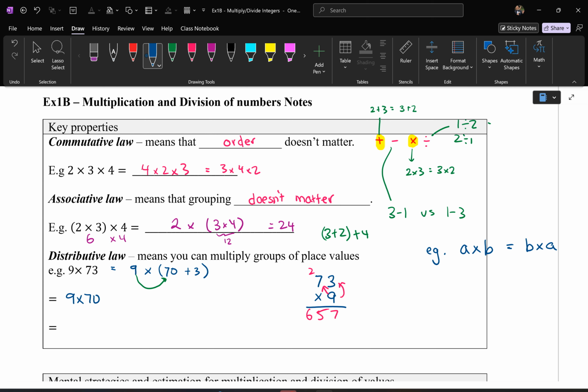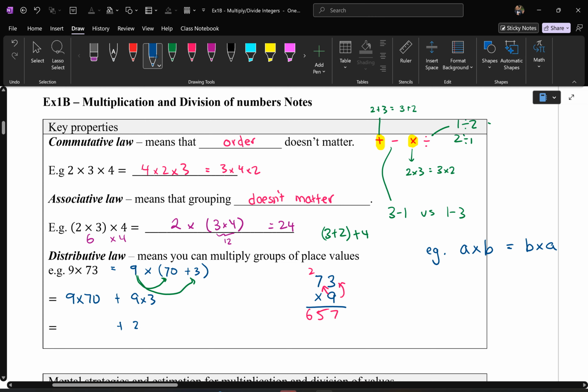So 9 groups of 70s. You've got 9 of these 70s, and you also have 9 of these 3s. Because when you say 9 times 73, that's what you're actually doing. You're doing 9 groups of 3s and 9 groups of 70s. That's what you're actually doing there. So here, if you split it out, 9 groups of 70 and 9 groups of 3, this is easier to do in your head. You see, we do know 9 times 3. 9 times 3 is 27.